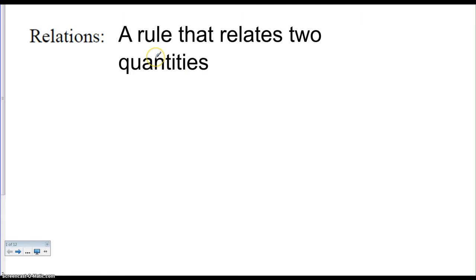We're here to talk about some relations and functions today, guys. So let's talk about what a relation is. A relation is a rule that relates two quantities. In this case, we're going to be looking at x and y values, and we're trying to talk about the relationship that exists between those two quantities.